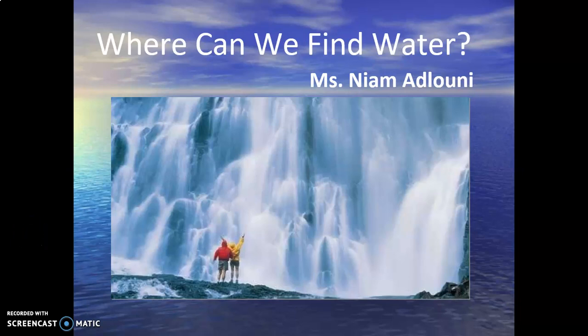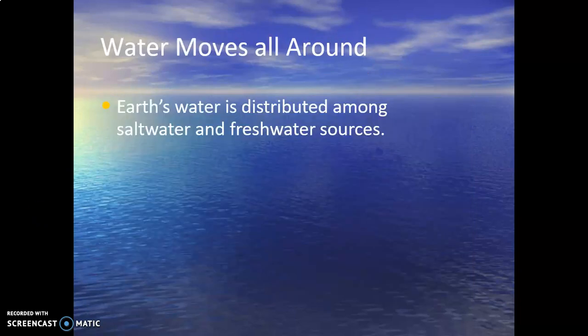Hello everyone. Today's lesson is about where we can find water on Earth. So let's start. First, let's discuss how water moves all around. Well, let me tell you that Earth's water is distributed among salt water and fresh water. So there are two kinds. One kind is salty and the other one is fresh.